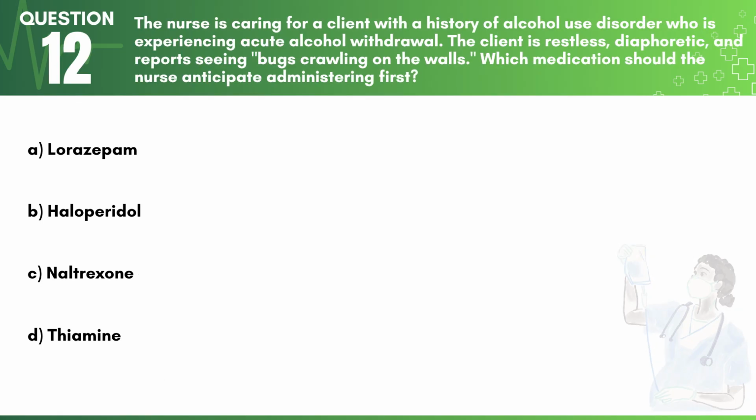Question 12. The nurse is caring for a client with a history of alcohol use disorder who is experiencing acute alcohol withdrawal. The client is restless, diaphoretic, and reports seeing bugs crawling on the walls. Which medication should the nurse anticipate administering first? A. Lorazepam. B. Haloperidol. C. Naltrexone. D. Thiamine.